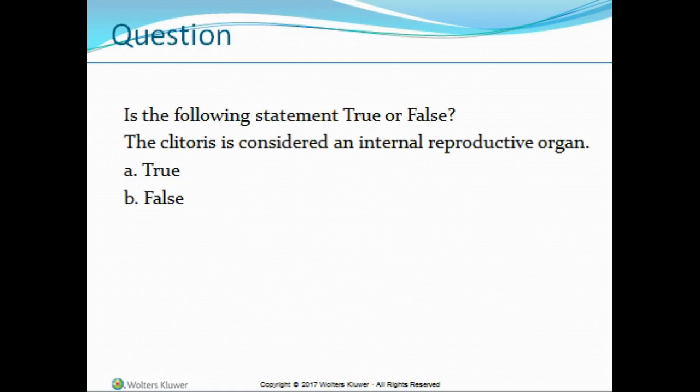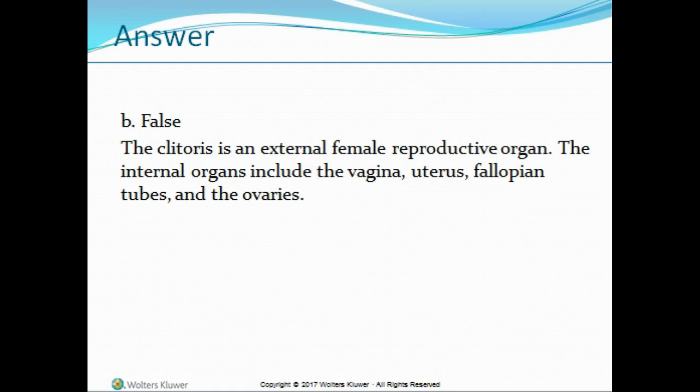A question. Is the following statement true or false? The clitoris is considered an internal reproductive organ. True or false? The answer is false. The clitoris is an external female reproductive organ. The internal organs include the vagina, the uterus, fallopian tubes, and the ovaries.